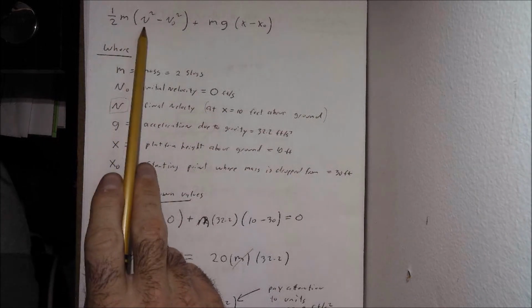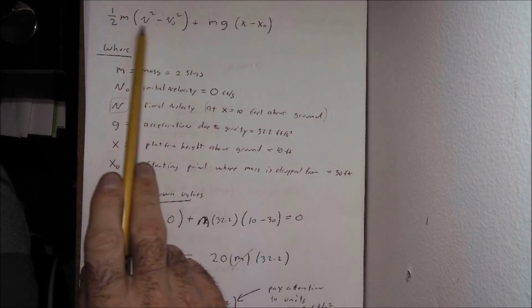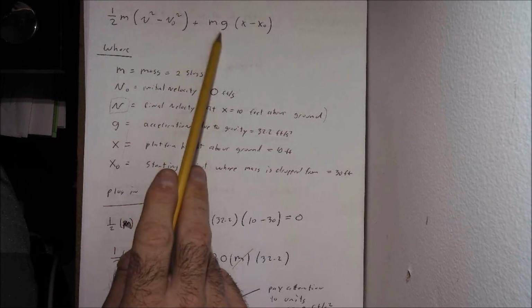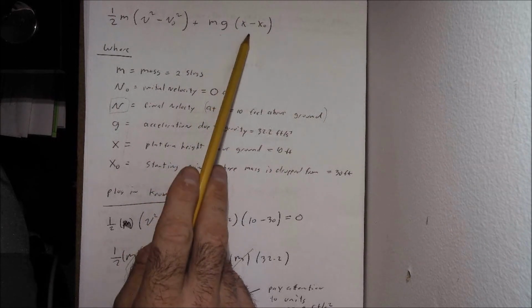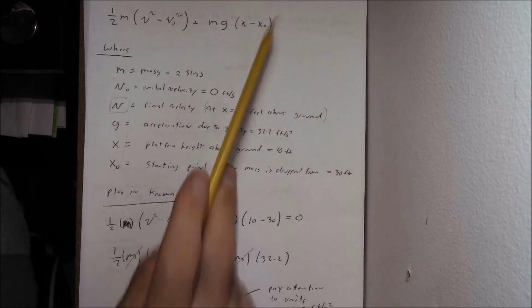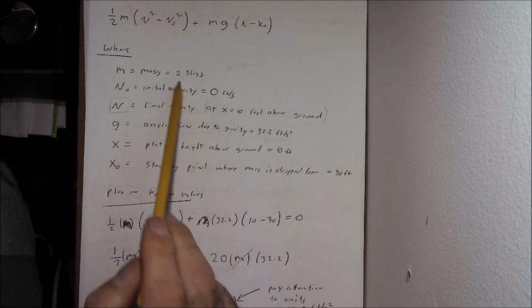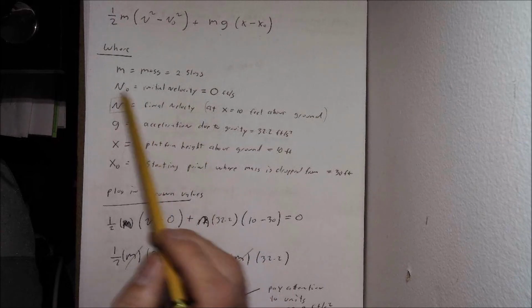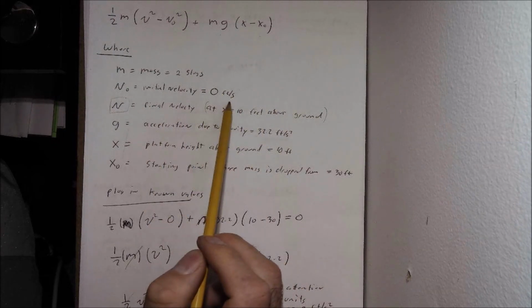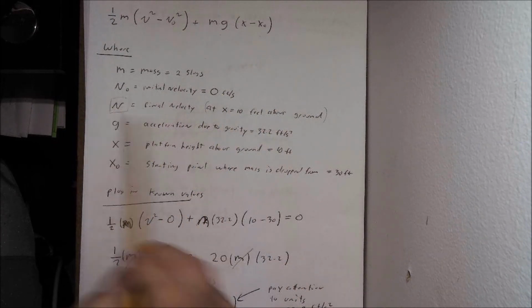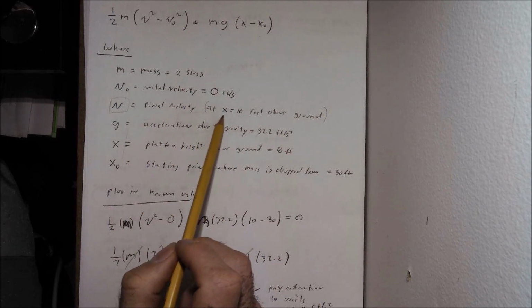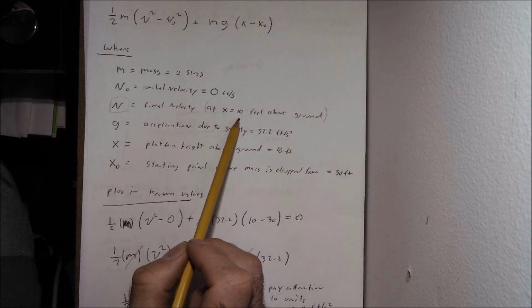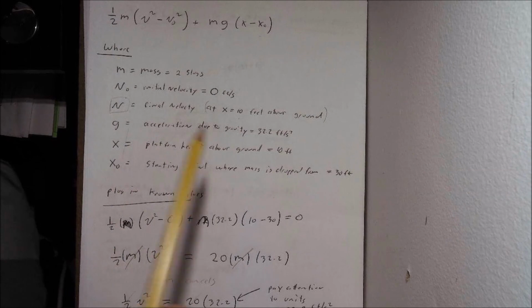So I have my 1/2 m times v squared minus v naught squared, final velocity minus initial velocity, plus the mass times acceleration due to gravity times the change in position, my final position minus my initial position of the mass itself. Well, I know my mass m is equal to 2 slugs. I know my initial velocity v naught is equal to 0 feet per second because it starts from rest. V is my final velocity, and this is what I'm looking for, and this is the height of the mass at 10 feet above the ground. So at our final position, x is equal to 10, is where we're looking for our velocity.